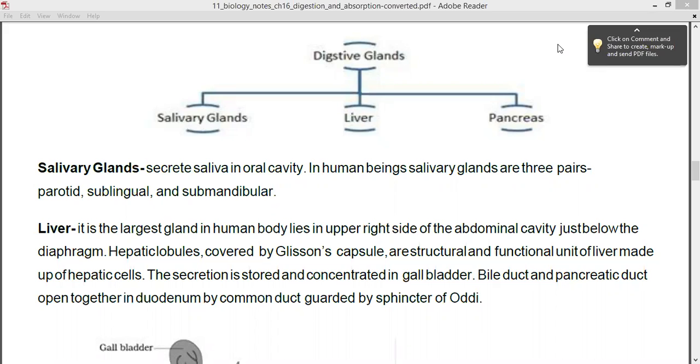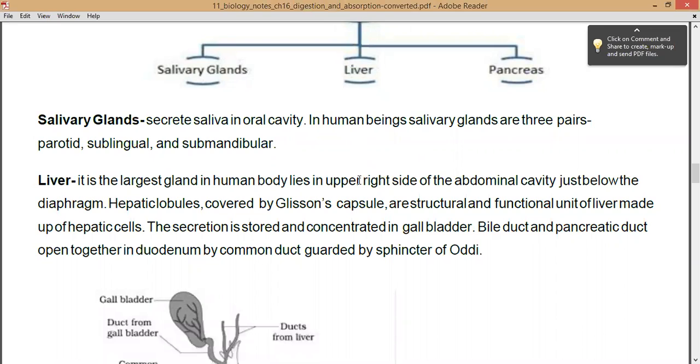So the digestive glands are three, right? First is salivary glands, second is liver, and the third is pancreas. These are the three accessory digestive glands which are responsible for carrying out the digestion process. Starting with the first, that is salivary glands.